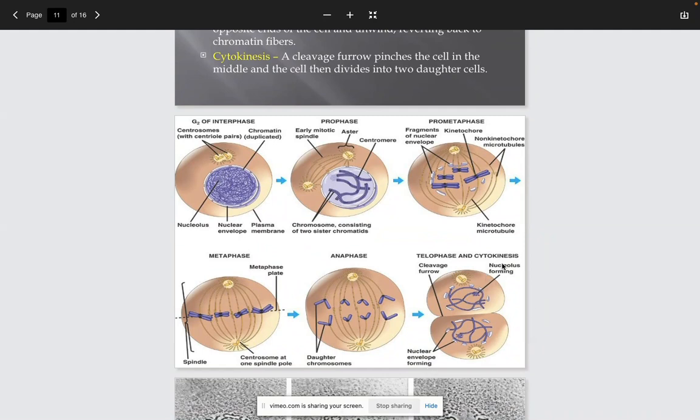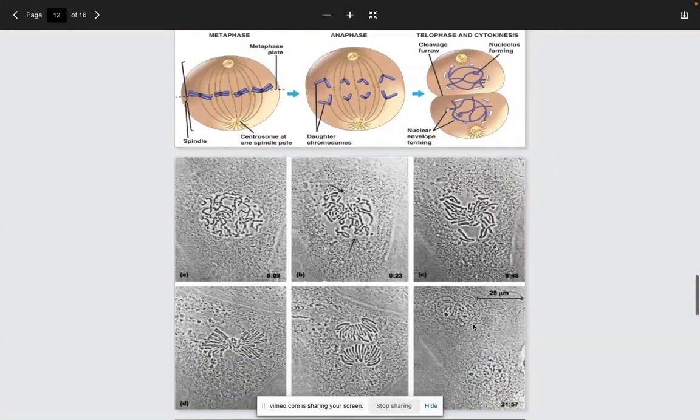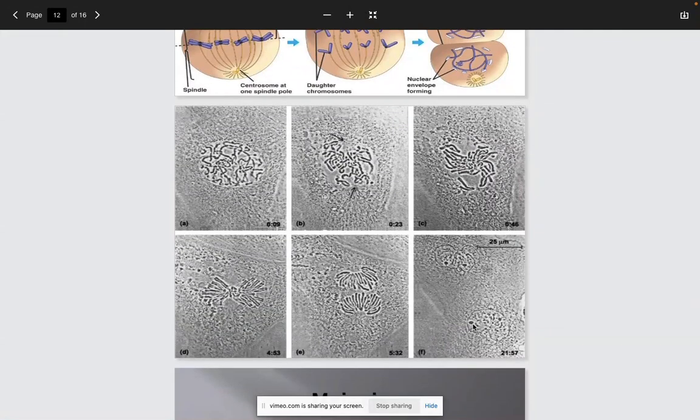So cytokinesis is the actual division of the cytoplasm, where the cleavage furrow is forming, the cytoplasm becomes split, and you have two new daughter cells. Here's just another picture showing you this under an electron microscope.